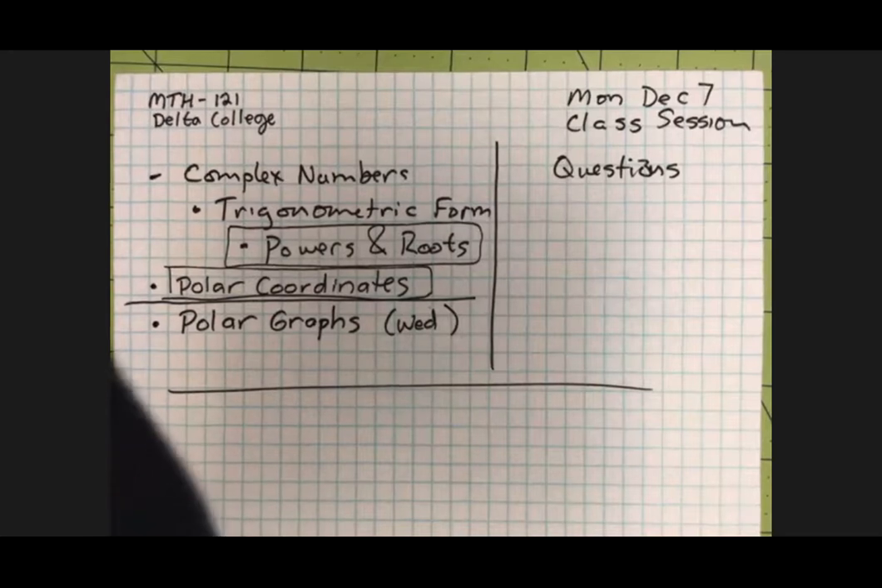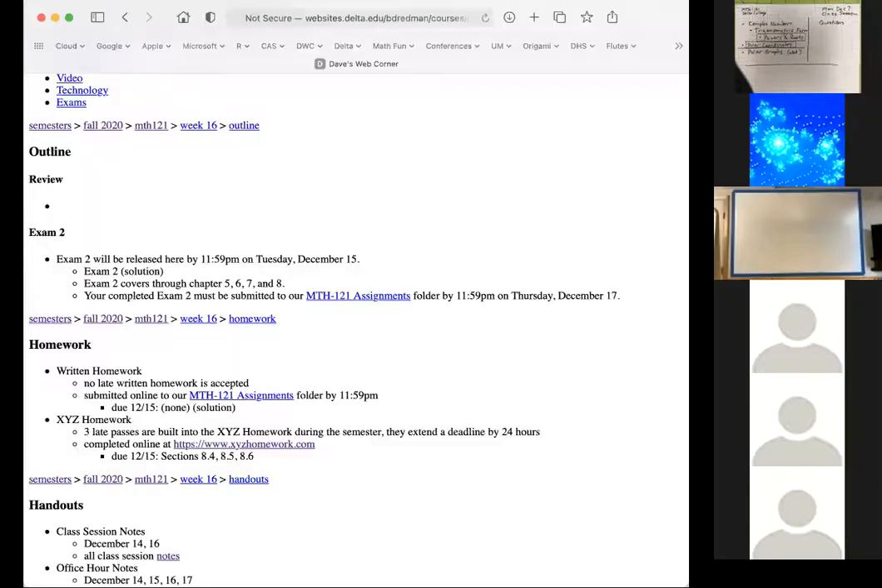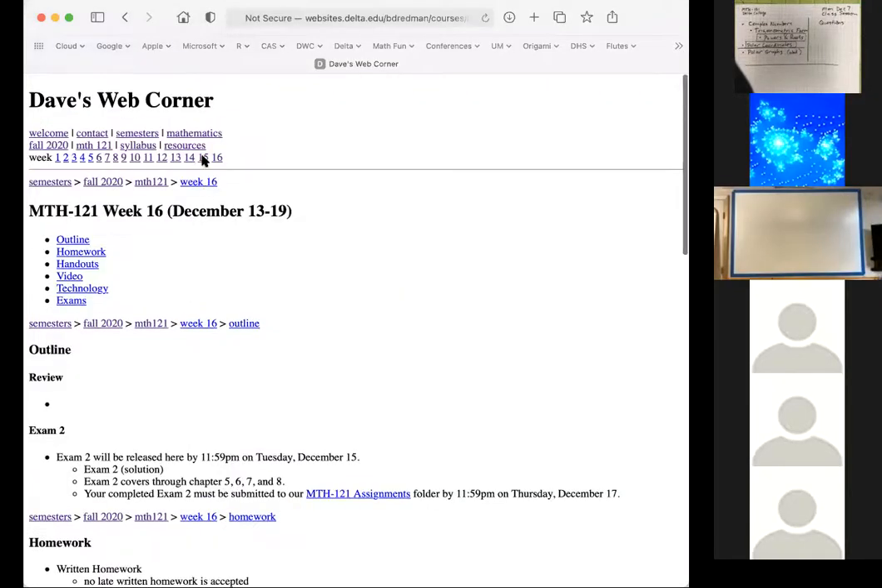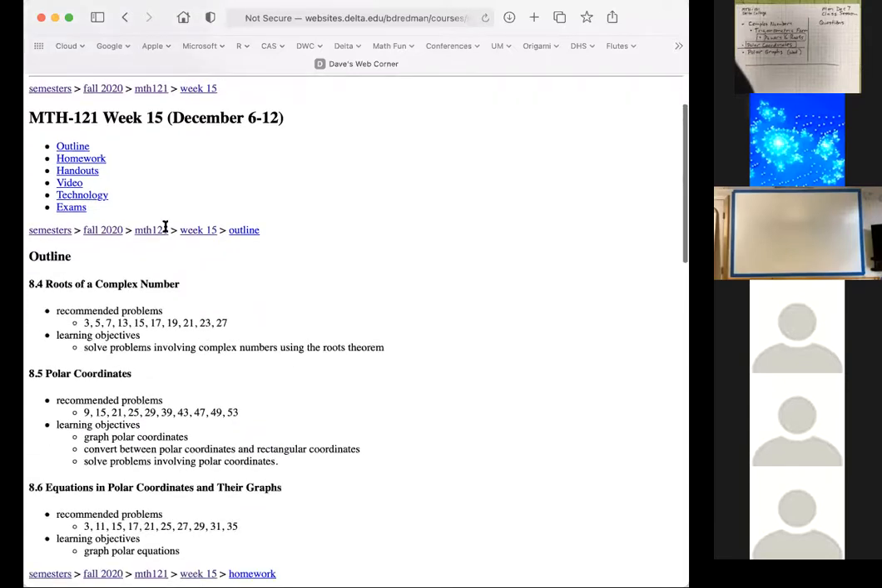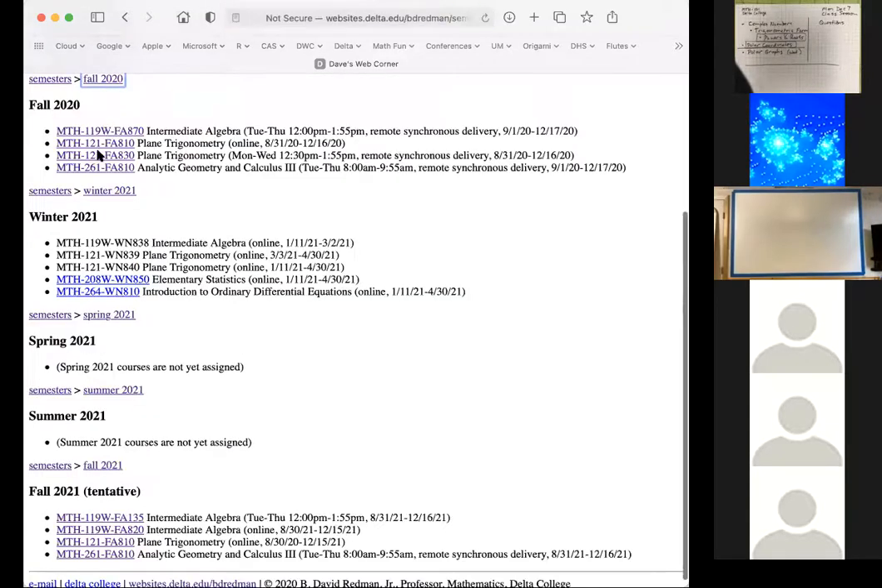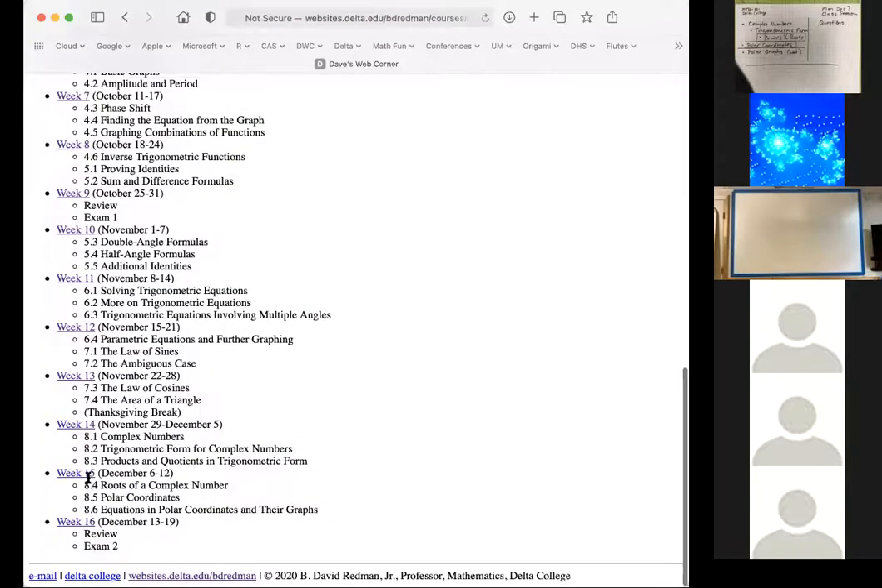And I just want to go back to my website once again to make sure you're clear on the last homework assignment. So week 15, well, let's start from the top. These are the last three things we're going to discuss this week, and next week is just review and exam. So roots of a complex number, polar coordinates, equations of polar coordinates, polar graphs.